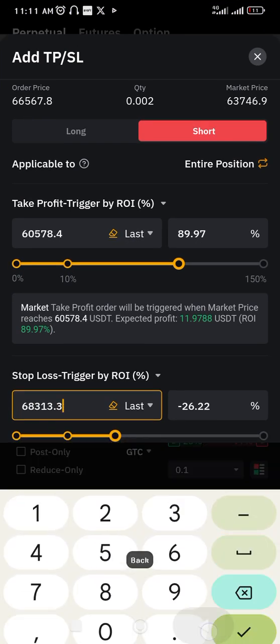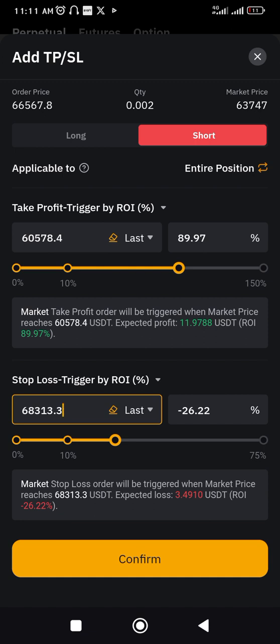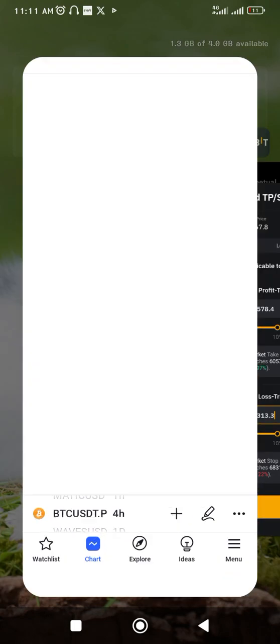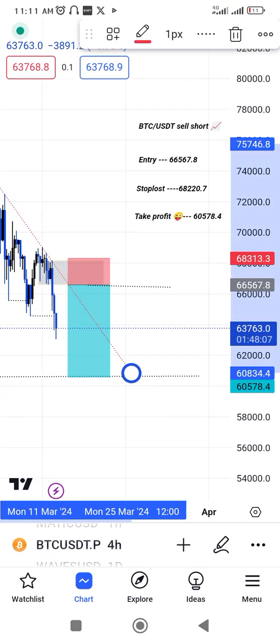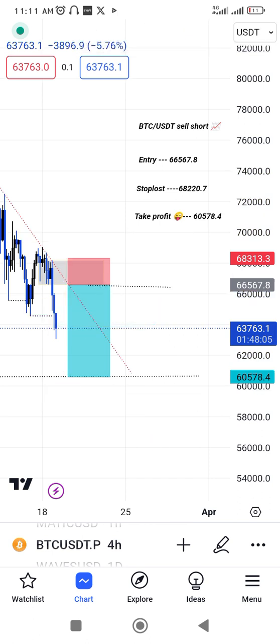As you can see here, if the trade goes against me and I take a stop loss, you already see this one in the red, I'll be losing $3.4, and if the trade goes to my take profit, I'll be getting $11.97. So this is what you also want to put in consideration, so you'll be able to calculate your risk properly. And let me see, this is a 3 to 43 risk to reward ratio.